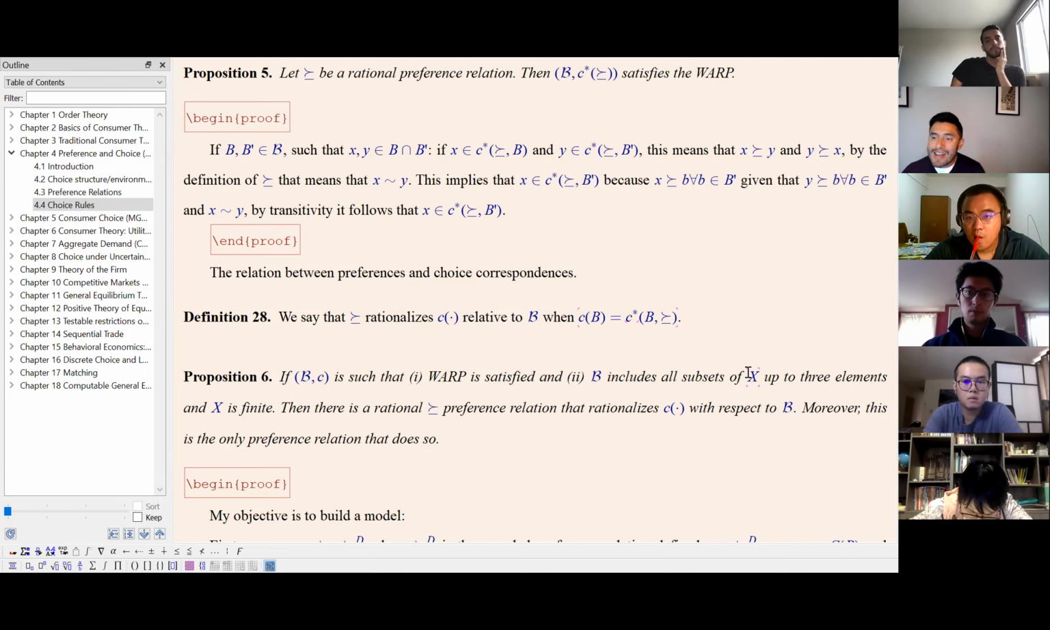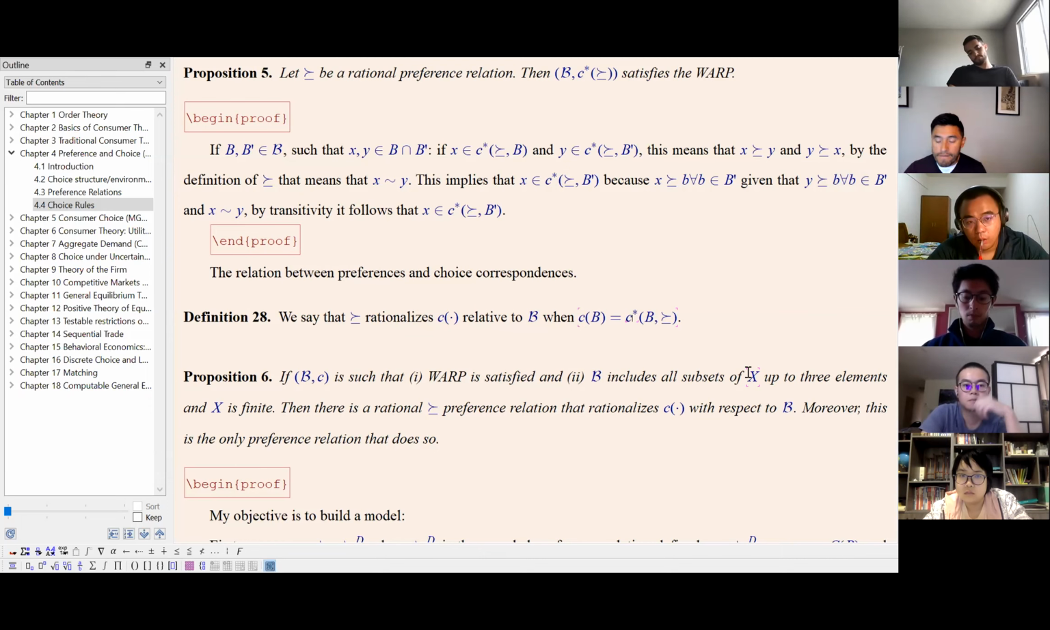Now, that doesn't mean that if I have a data set that satisfies WARP, it will imply that my data can be generated completely by a rational model. It doesn't mean that. It only means that in particular configurations of data sets, okay? And we're going to study this today. So again, we say this preference rationalizes C relative to B whenever these two items are the same for all menus. I already explained this equivalence, just a reminder.